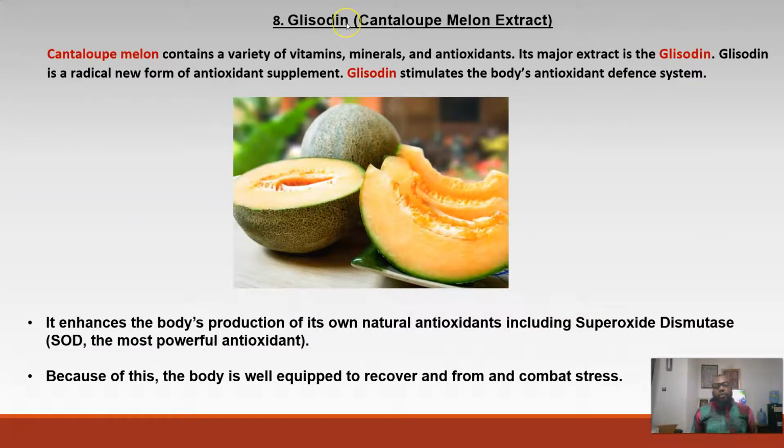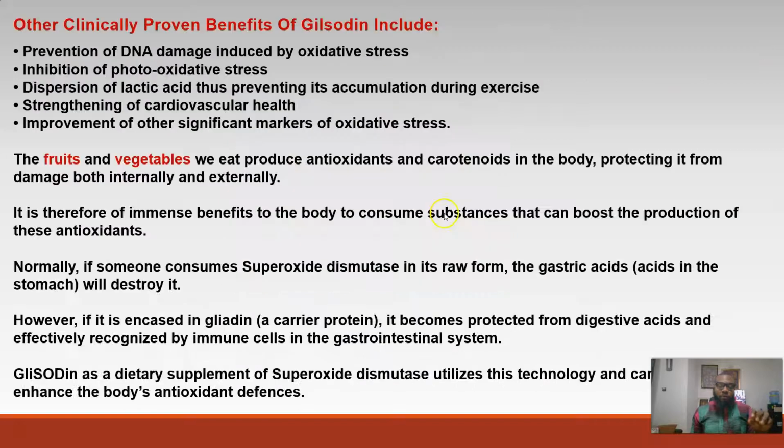And then we have glycodin. Glycodin is extracted from a type of melon which we don't have here in Nigeria. From my research, we have it in some other parts of Africa and in Asia. It's called the cantaloupe melon. It contains a variety of minerals, vitamins, and antioxidants. The major extract from this melon is glycodin, and it stimulates the body's antioxidant defense system. So this is also a very wonderful plant extract used for stem cell therapy.